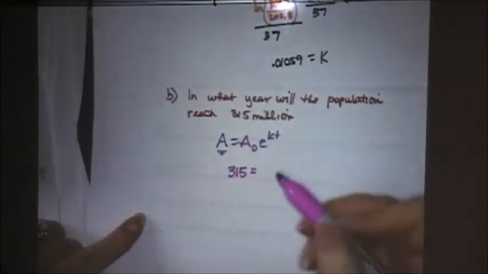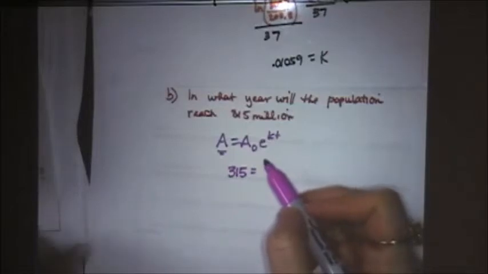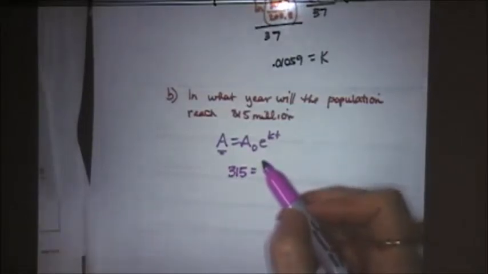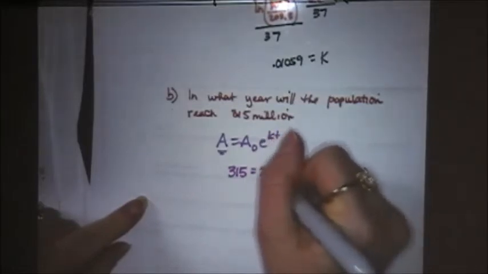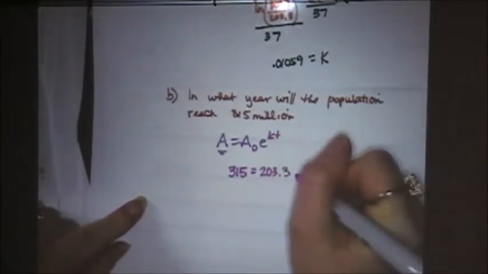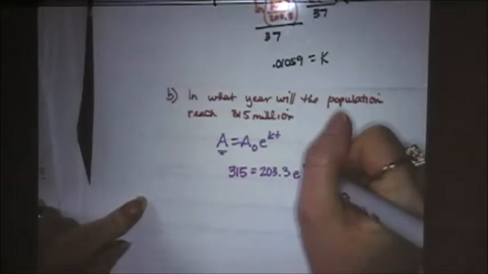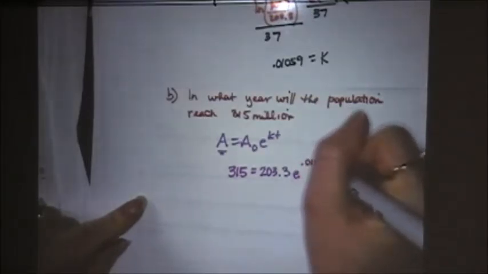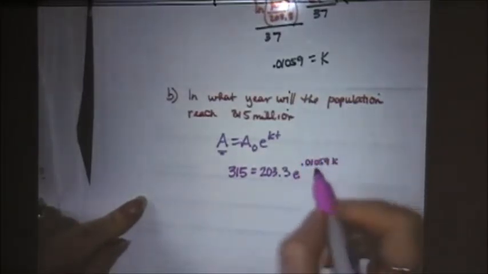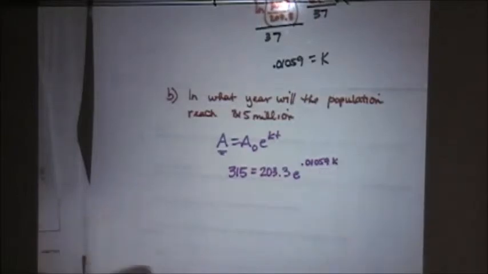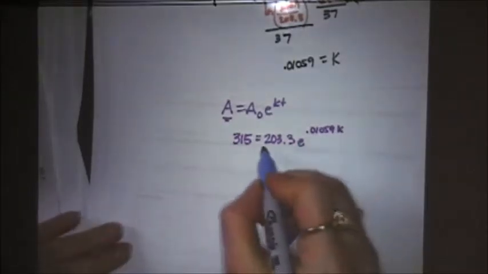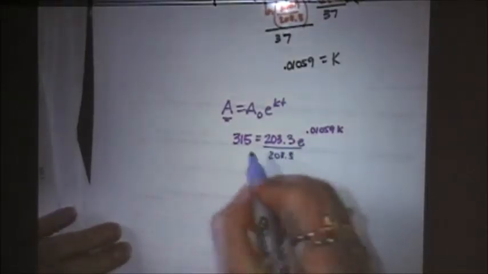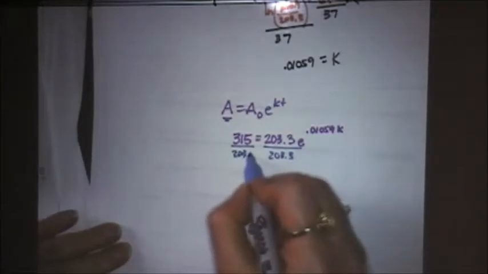As far as your A0, you can use either the value that you got for 2007 or the value you got for 1970. I'm going to use that one because I already called it A0 earlier. e to the 0.01059k. So now I have plugged in the constant that I figured out. And I need to solve this. So again, we're going to isolate the exponential piece by dividing by 203.3.